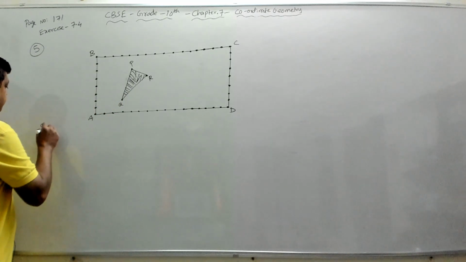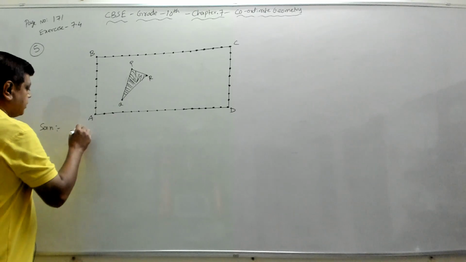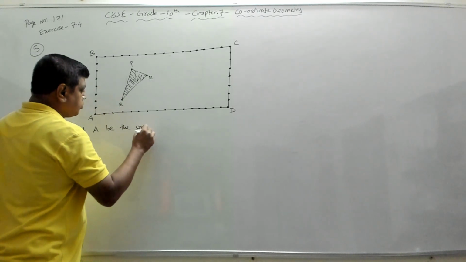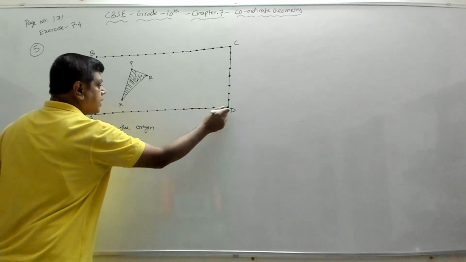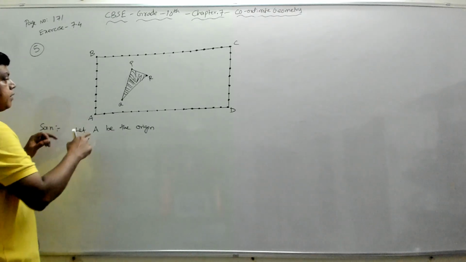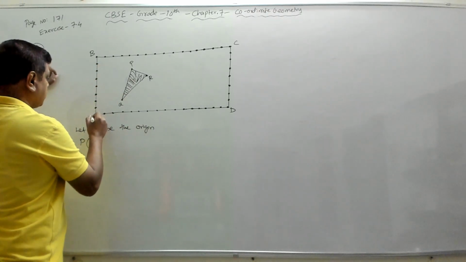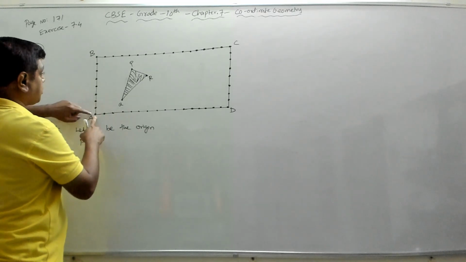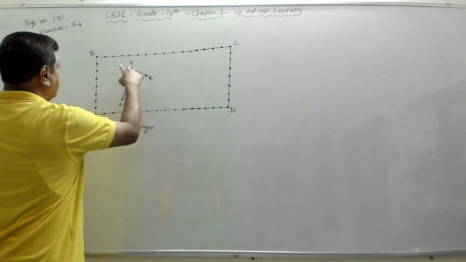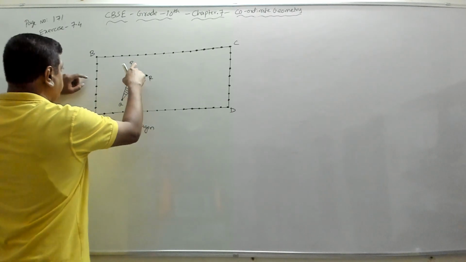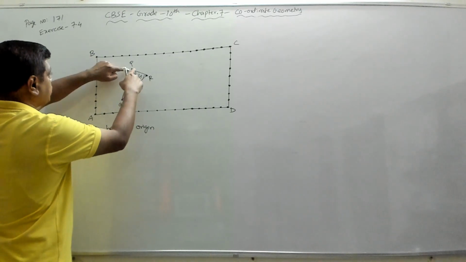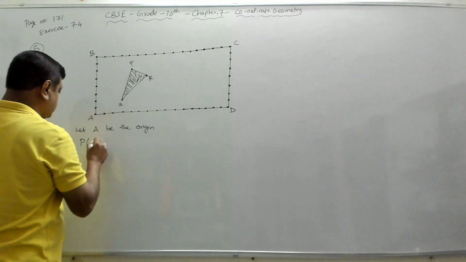So the solution is, we will take A as the origin. Let A be the origin. If A is the origin, this will be treated as the x-axis, and this will be treated as the y-axis. So what will be the point P if you take this as the origin? This is 0, 0. So we take 1, 2, 3, 4, then 1, 2, 3, 4, 5, 6. So it is at the position 4, 6.